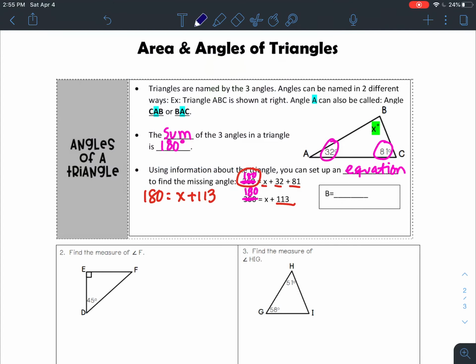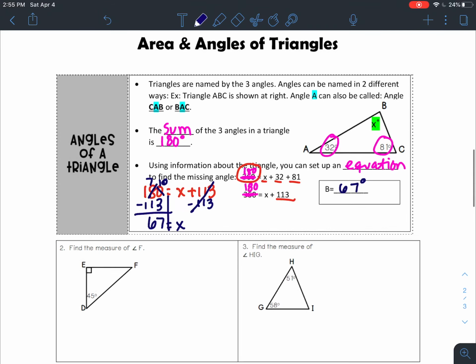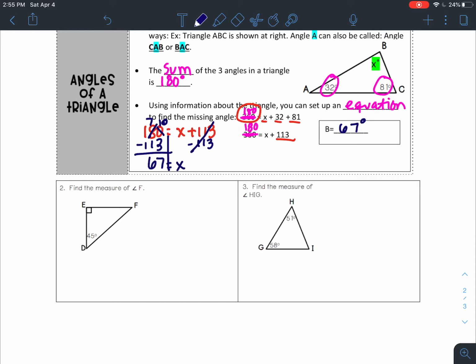Now to get that x by itself, we have to do the inverse operations. So I have plus 113, so we're going to subtract 113. So 0 minus 3, can't do that, let's borrow. This makes it a 10. 10 minus 3 gives us 7. 7 minus 1 gives us 6. So x is equal to 67 degrees. And you're going to do that with the other two.